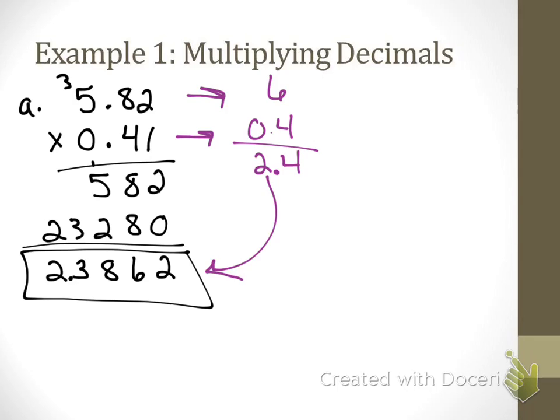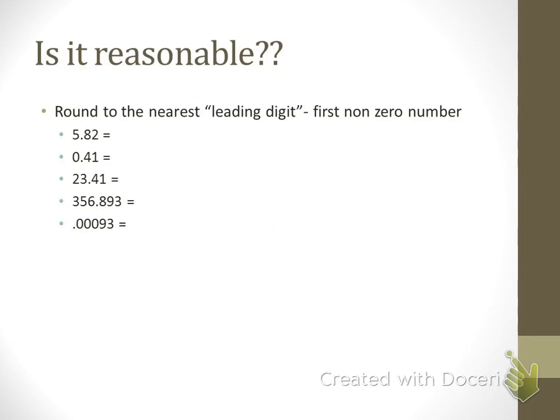Is 2 and 4 tenths pretty close to 2.3862? That's pretty close, so I know my answer is reasonable. All right, any questions on checking to see if your answer is reasonable? All right, your homework's going to ask you to do that. Okay, so next we've got just a little slide on, is your answer reasonable?